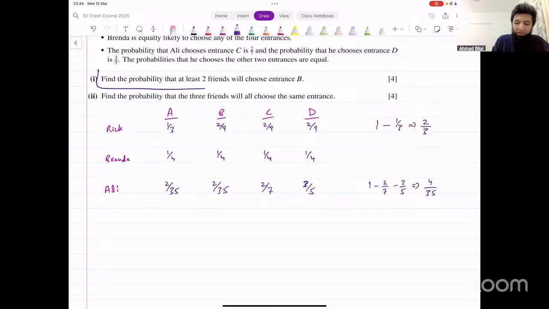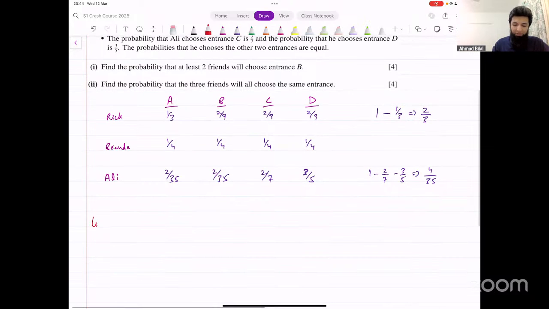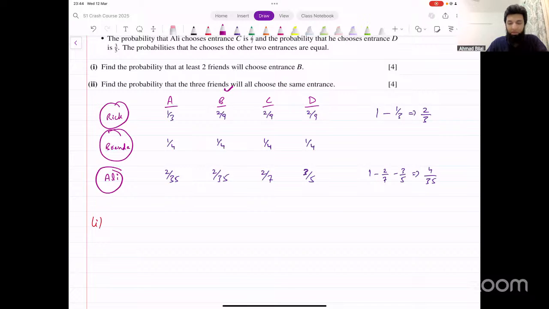It says find the probability that at least 2 friends will choose entrance B. Okay, now how do we think about this? Probability that at least 2 friends will choose entrance B. At least 2 friends, that means we will have to make cases for this. One possibility is that Rick and Brenda choose entrance B, and Ali does not choose entrance B, right? And then Rick and Ali could choose entrance B, and the other, Brenda, might not choose entrance B, and so on. We would have to consider the different cases that we can have.